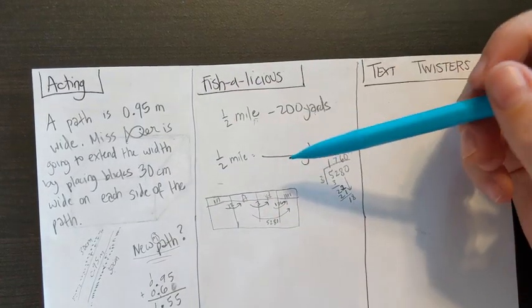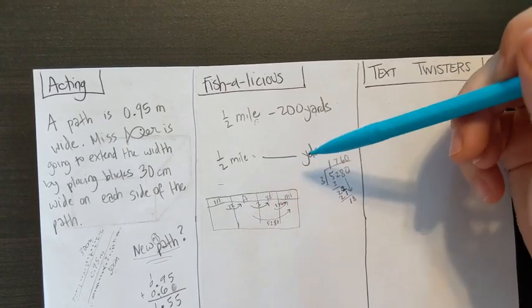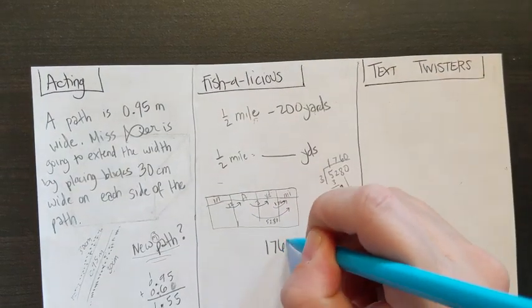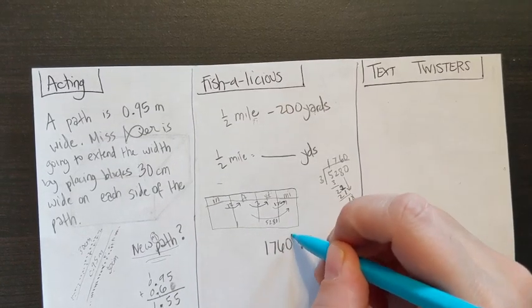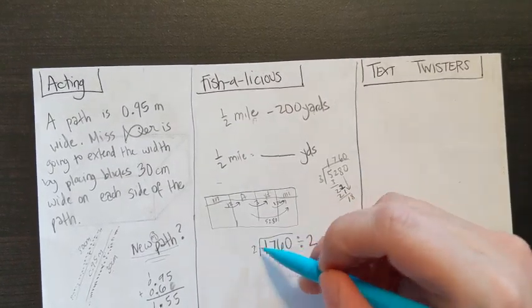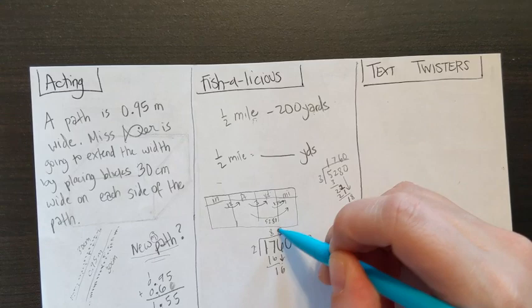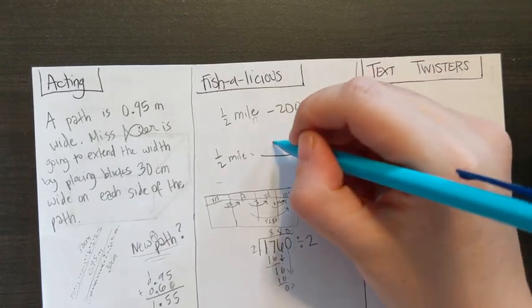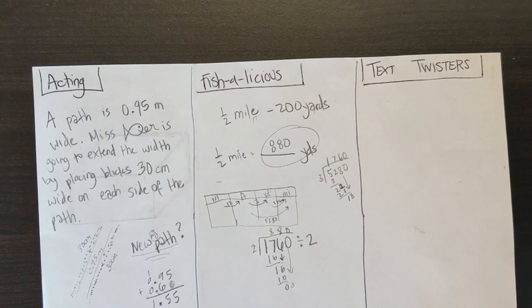So, you know that to get from yards to miles, or miles to yards, it's 1760. You need 1760 if it's a full mile, but I only have half of that. So I take the 1760 and I divide by 2 to get half of that. 2 goes into 17, 8 times. 2 goes into 16, 8 times. And then 2 goes into 0, 0 times. It's 880. That is how many yards the detour is in that story problem.